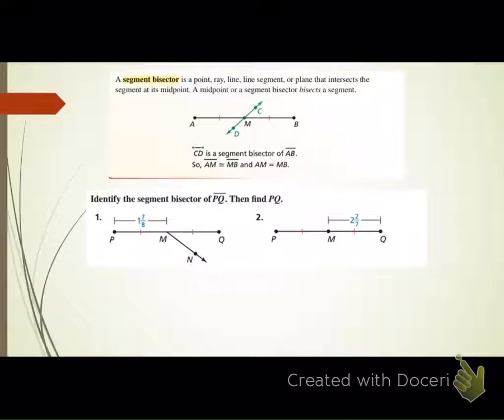All right. What is a segment bisector? A segment bisector is a point, ray, line segment, or plane that intersects the segment at its midpoint. A midpoint or a segment bisector bisects a segment, meaning that it cuts it into two congruent pieces. So cuts it into two congruent pieces.